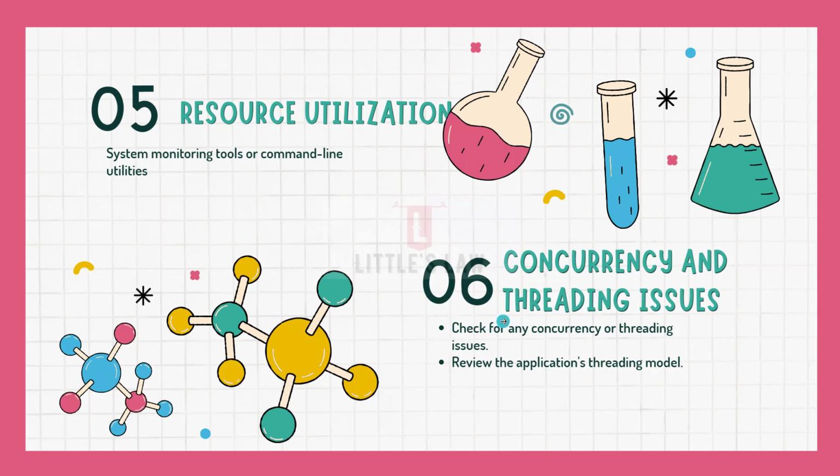And then coming to the concurrency and threading issues. This is again related to the code level, like the thread parts. We have to check for any concurrency or threading issues in the application code, and also check for any deadlocks or contention for resources which can lead to delays. We also have to review the application's thread model and ensure it is optimized for performance. So we have to analyze all these parts step by step.